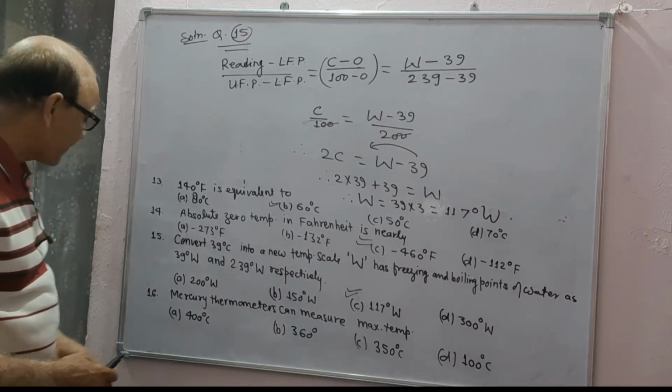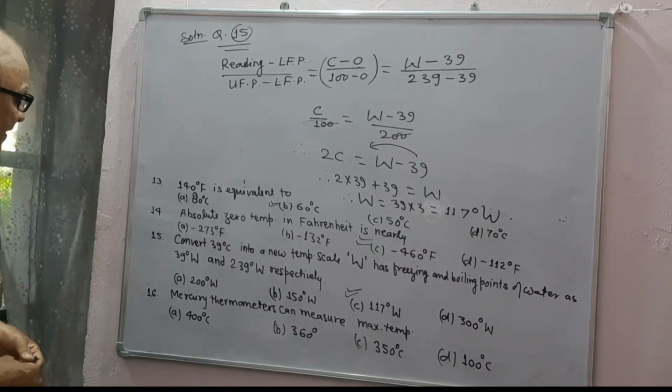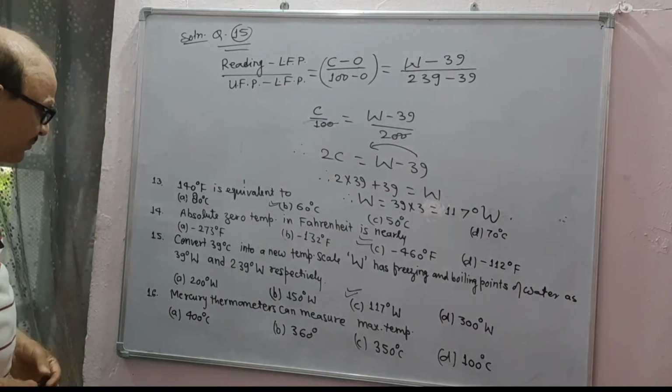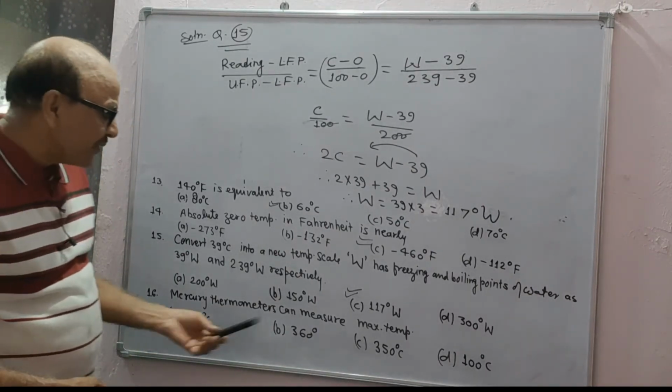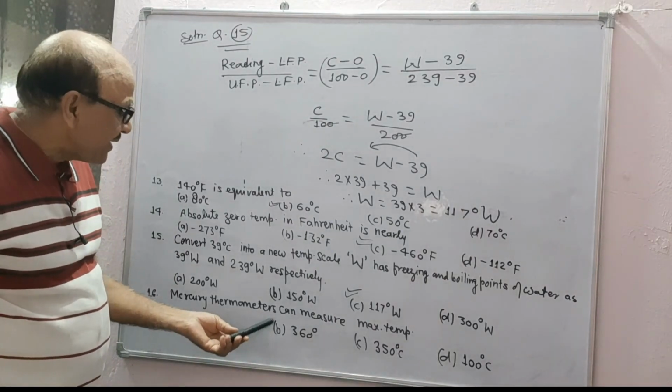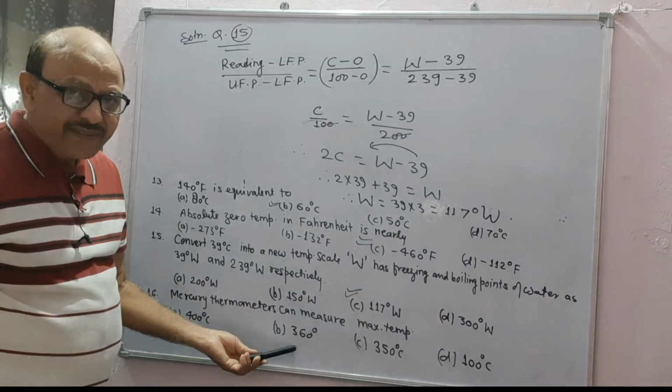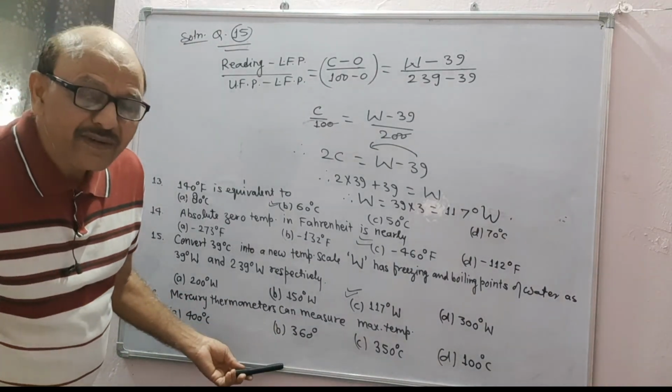Last question 16 is mercury thermometers can measure temperature, maximum temperature up to. You know, maximum temperature that can be measured with mercury thermometers is 360. Therefore, the correct option will be this one.